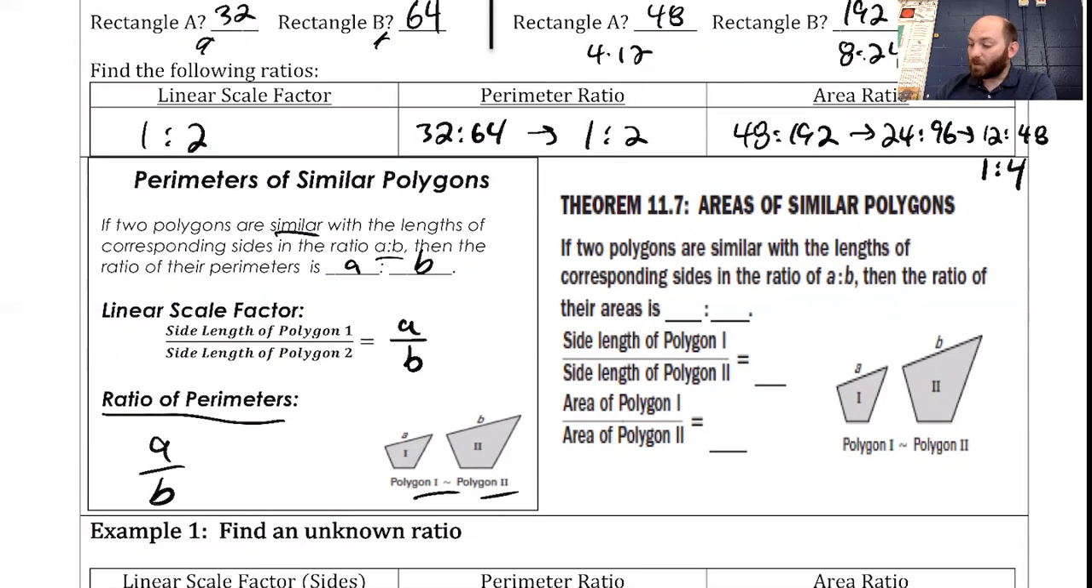Now compare that to areas of similar polygons. If two polygons have corresponding side lengths in the ratio A to B, then the ratio of their areas is this. When I look at 1 to 4, compare that to 1 to 2, that is A squared to B squared. So again, side lengths are A over B, but areas are then squaring it. Perimeter and linear scale factor are the exact same ratios, but areas are not. It's the square of them. So whatever A over B is, areas are A squared and B squared.